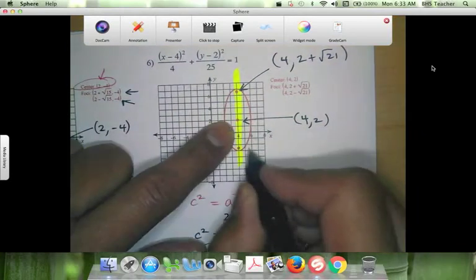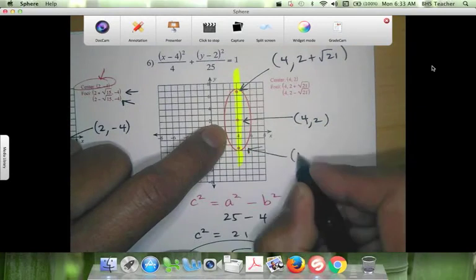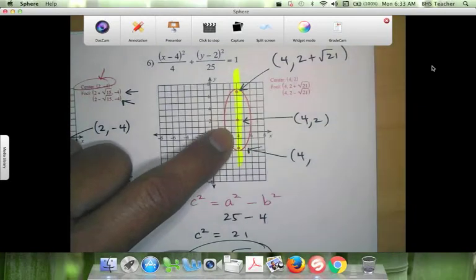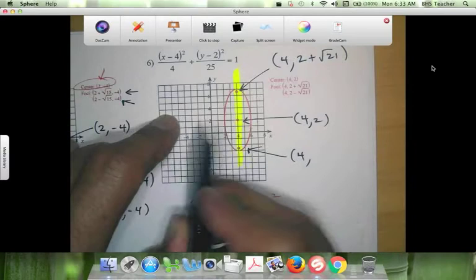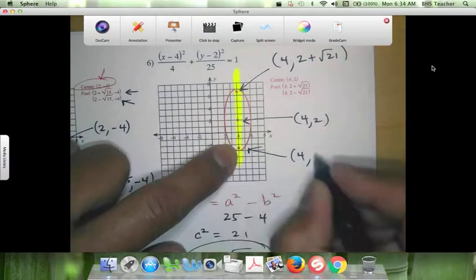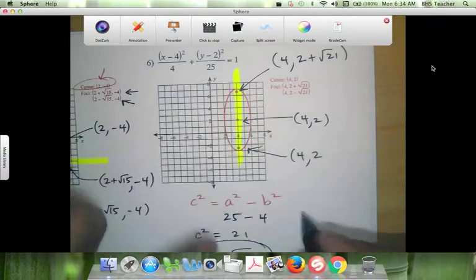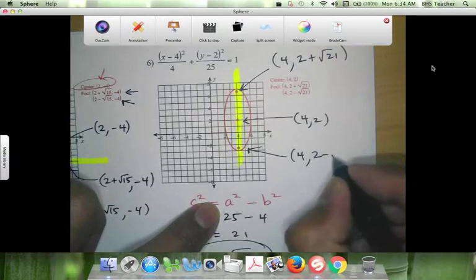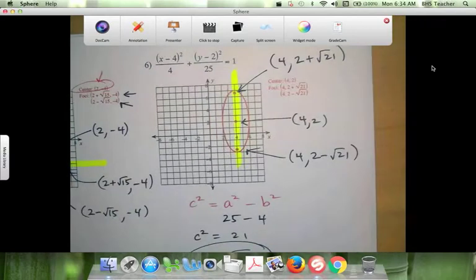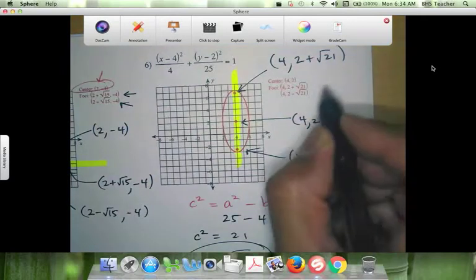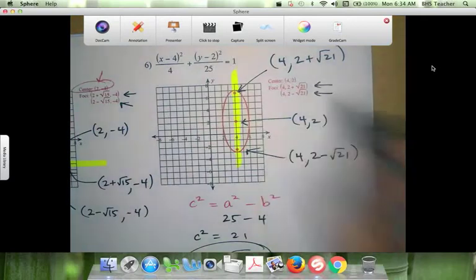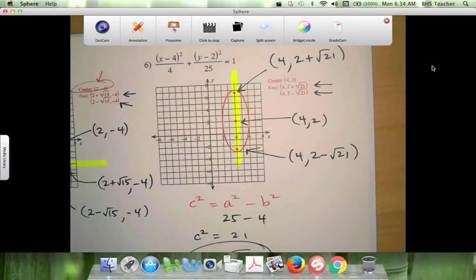And the same thing from this 4, 2. Again, the 4 is not changing. The x-coordinate is not changing. But from 2, because it's at 2 here, I have to go down this distance. So that's subtract the square root of 21. And it's right there. Here they both are. There's the answers. That's how you find the coordinates for the foci.